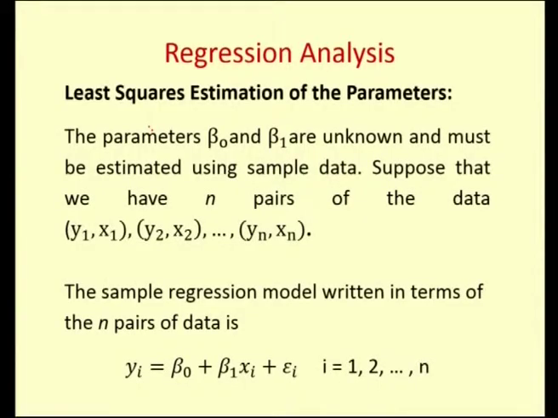Now, we will see the procedure of estimating the parameters beta naught, beta 1 and sigma squared. First, we have the least square estimation of the parameters beta naught and beta 1, and the estimators are estimated using the sample data. Suppose we have n pairs of data y1, x1, y2, x2 and so on, yn, xn, and the sample regression model written in terms of the n pairs of data is yi is equal to beta naught plus beta 1 xi plus epsilon i, where i ranges from 1 to n.